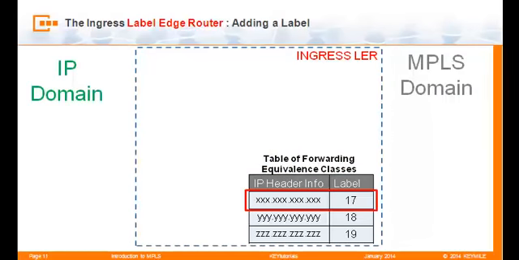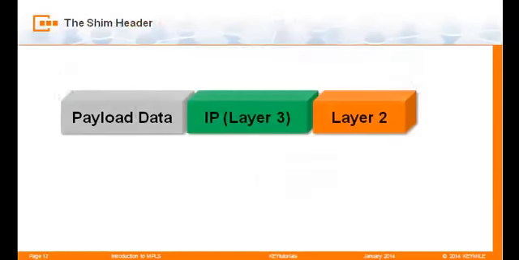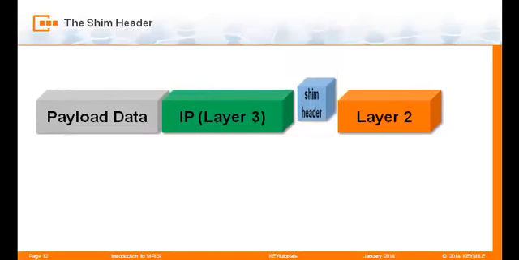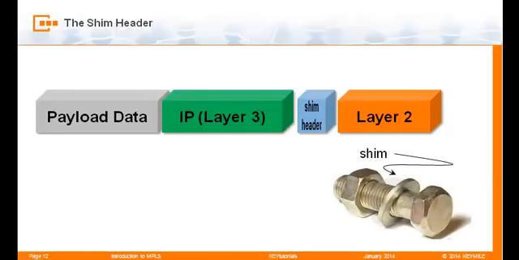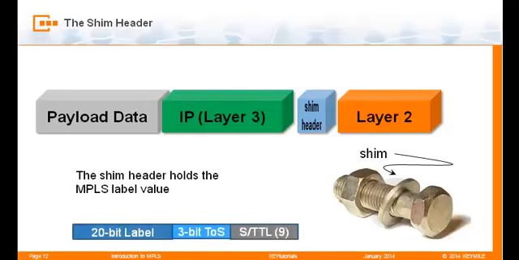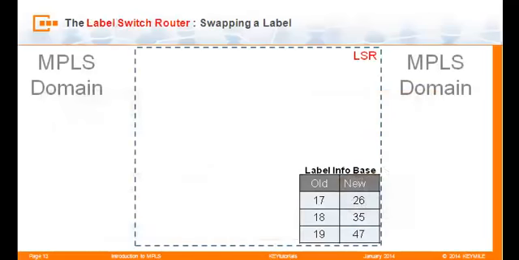Now this label is actually held in a special header called a shim header. A shim is just another word for a thin spacer, like a metal washer, and it's inserted between the layer 2 and the layer 3 headers of the IP packet. The full format of the shim header is shown in the diagram here. Now back to our packet.